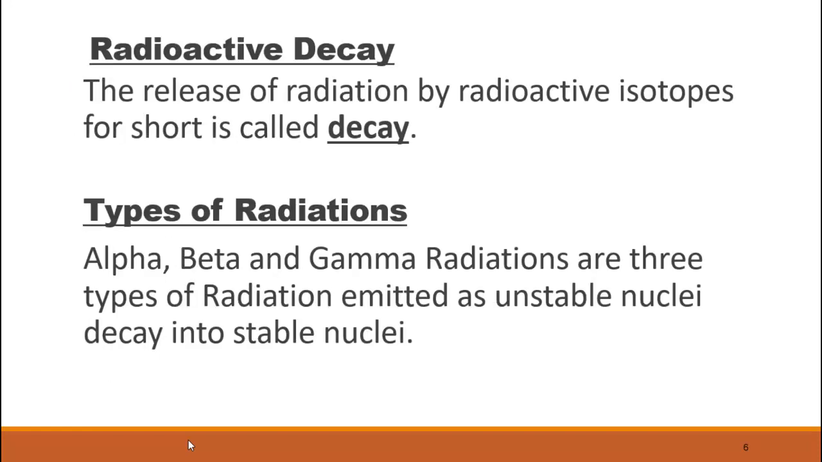The radioactive decay. What is the meaning of decay? Decay is the release of radiation by radioactive isotopes. And we have 3 types of radiation: alpha, beta, and gamma, emitted as unstable nuclei decay into stable nuclei.